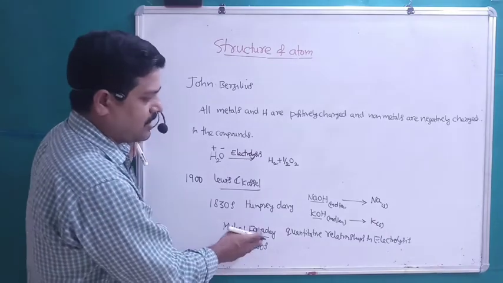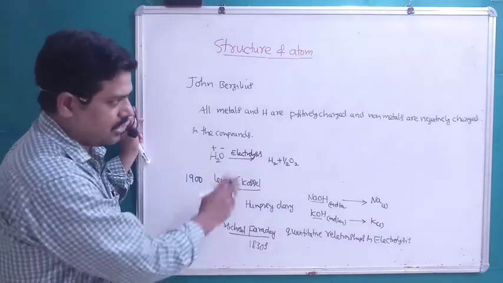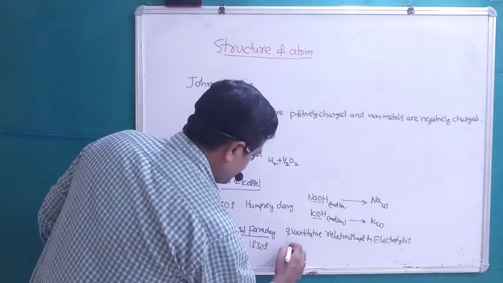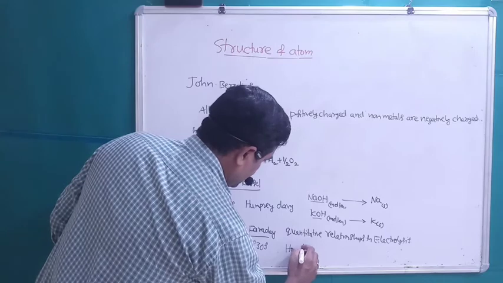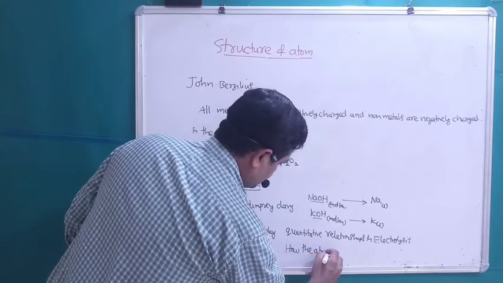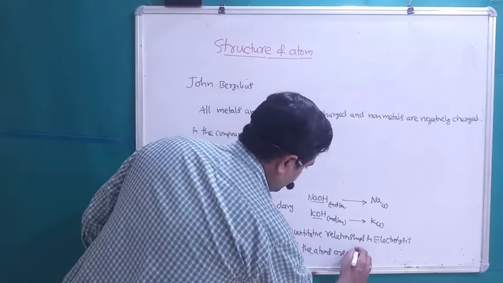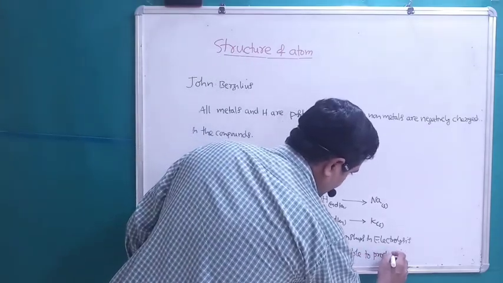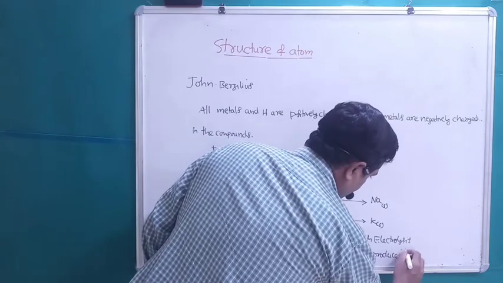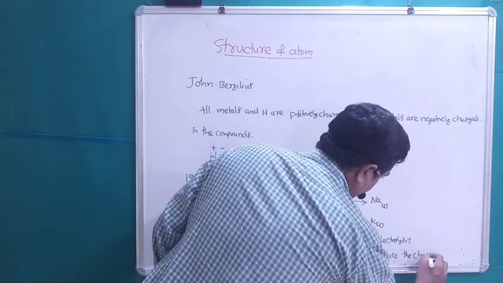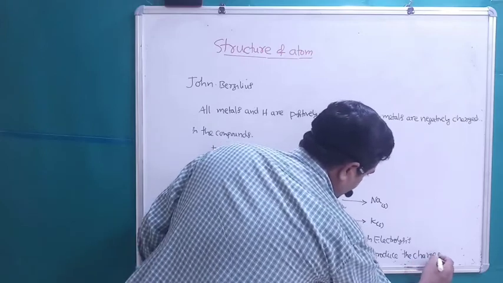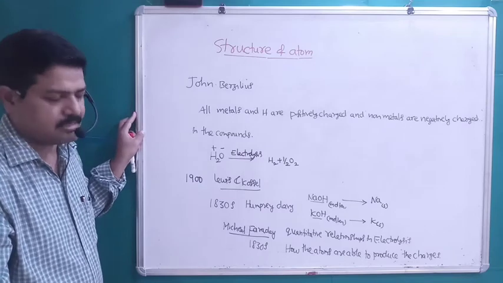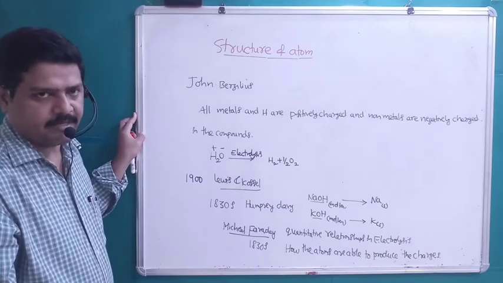If the atom contains nothing in it, if the atom is not further divided into smaller particles, how are the atoms able to produce the charges? Then scientists started doing experiments, that is the electrical discharge of gases in the CRT, cathode ray tube, right?